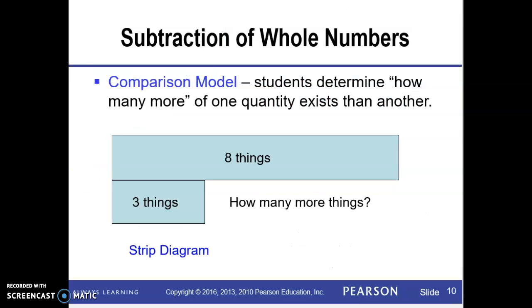Okay, let's look at a comparison model. This is a good time for looking at how many more or how many fewer, how many greater, how many less, something like that. And a good idea for that one is a strip diagram. So this is your total number of things, whatever those things happen to be. This is the 3 things that you know somebody has. And the question is, how many more things? What's the difference between the end of this strip and the end of this strip? That's the answer to the question.